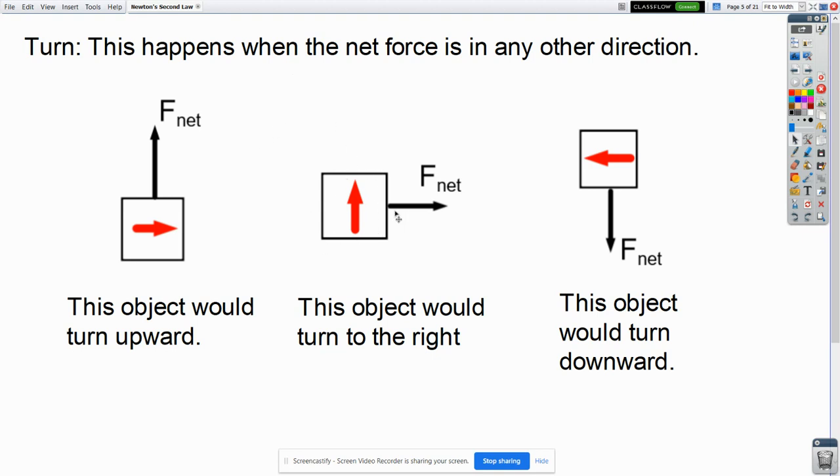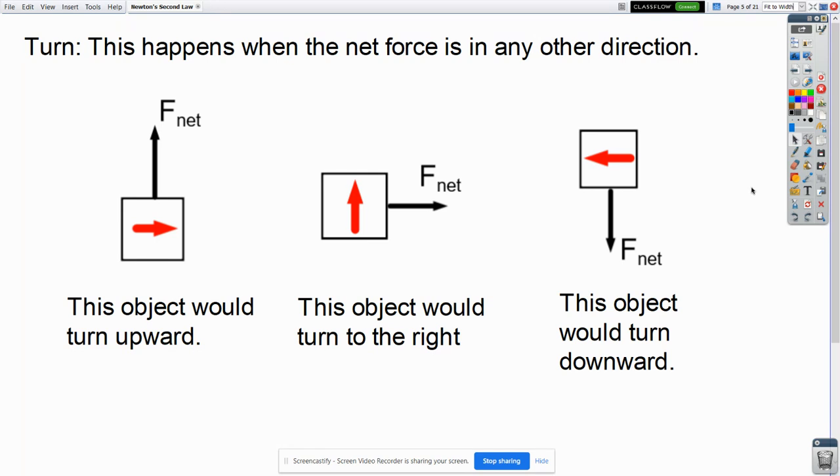This object is moving upward while there's a net force to the right, so this object would turn to the right. This one's moving left while there's a net force downward. This one is going to turn downward. It will move at a constant speed in all three scenarios because this force is exactly perpendicular. There is no forward or backward component to that force.